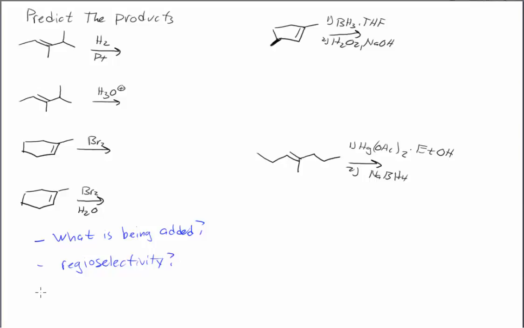Or is it neither? It's possible that we're adding the same thing to both sides of the alkene, and therefore we don't have, for instance, the OH adding to the more substituted side. And also then the stereospecificity. Can't spell today. Stereospecificity. Does it add syn or anti, or is it neither?